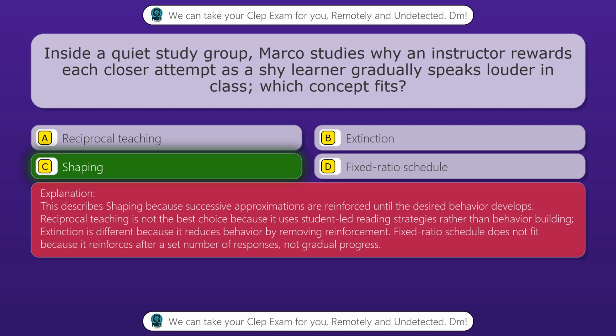This describes shaping because successive approximations are reinforced until the desired behavior develops. Reciprocal teaching is not the best choice because it uses student-led reading strategies rather than behavior building. Extinction is different because it reduces behavior by removing reinforcement. Fixed ratio schedule does not fit because it reinforces after a set number of responses, not gradual progress.